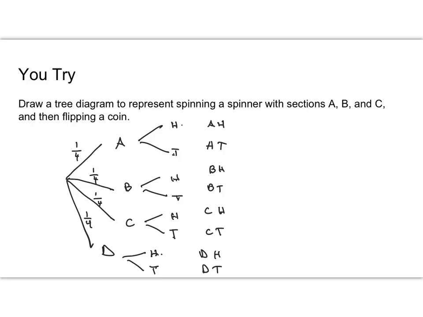And the probability of flipping a coin as head or tails is 1/2. So all of these are 1/2. So the probability of A and head, you get my drift, is 1/4 times 1/2, since it's multiplication, so 1/8. And that makes sense because we have 8 equally likely outcomes. So the probability of all of these is 1/8.